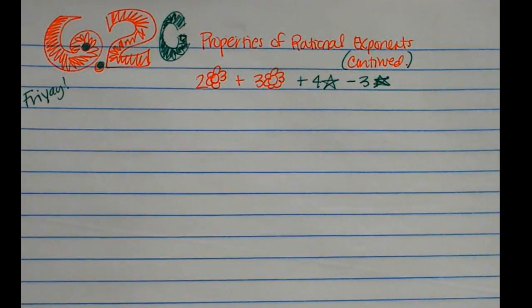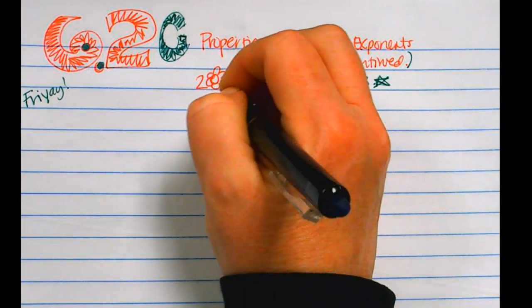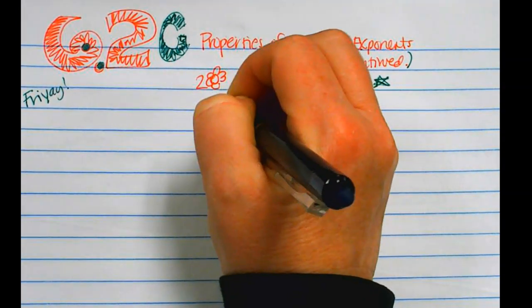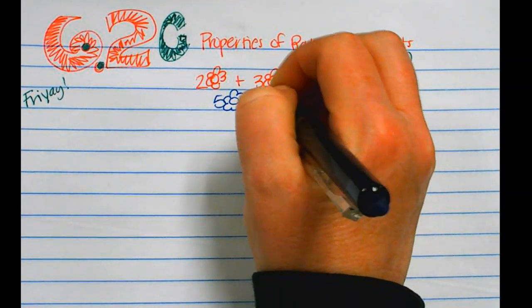Today we're going to look at adding things that have rational exponents. So in my little drawing up here, I've tried to add 2 flowers plus 3 flowers plus 4 stars minus 3 stars as a way for you to recognize that we're going to add like things together. So if I was going to simplify this little expression, and these are in red, so that's also helpful, I would say I had 5 flowers, and then plus a star.